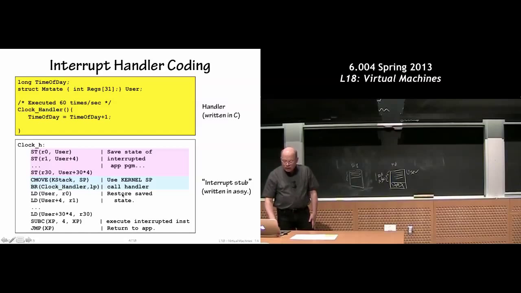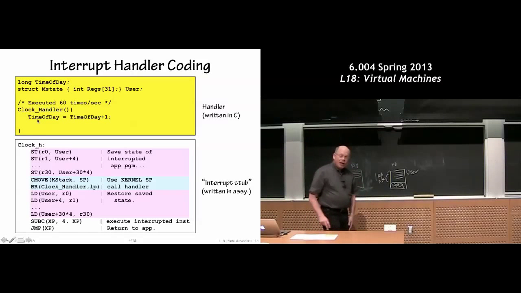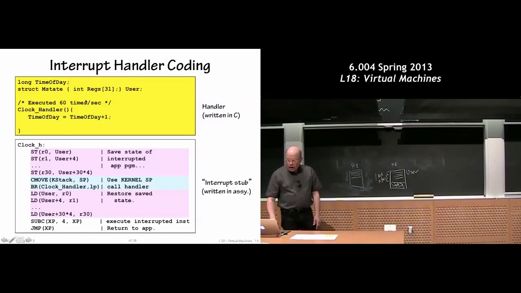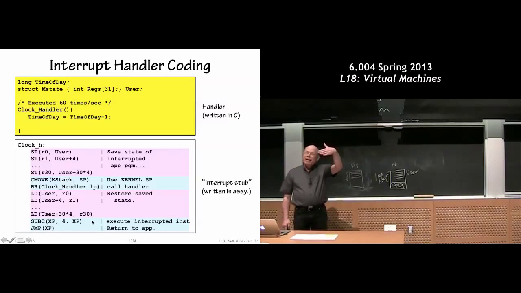Now I can go off. I'm not going to trust the user stack, so I'm going to set up my own stack, set the stack pointer to point to the kernel stack, and then do a regular subroutine call to the clock handler, which will do whatever it would do. When that returns, the registers probably got messed up by the C code in the handler, so I'm going to restore them from my magic array, put them back into the hardware registers, and back up the XP, because the XP was actually the PC + 4 of the instruction that was executed.